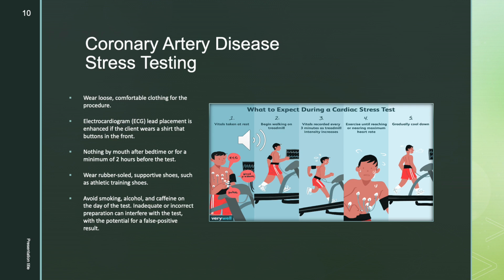They want you to wear loose, comfortable clothing for the procedure. The reason for that is if you're wearing tight clothing, it's going to bump on your leads, which is going to give them an inaccurate reading and synopsis, which is not what you want, because they're going to determine if you're going to go on meds based off of this. So, we're not going to do that. The ECG lead placement, again, is better if you have the buttons in the front so it doesn't tap, tap, tap on them.